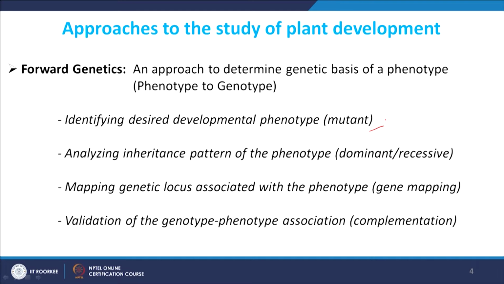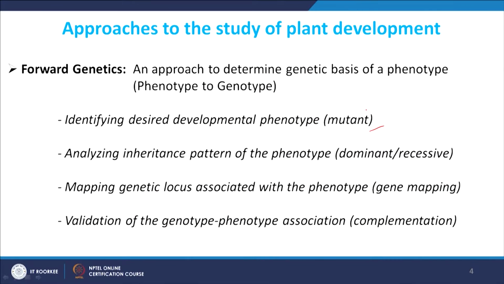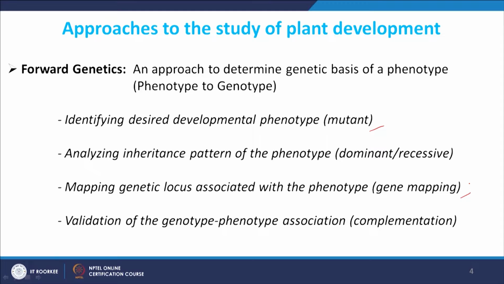The first step is identifying a desired developmental phenotype or a mutant with a phenotype. Then once we identify this mutant, obviously we are going to analyze the genetics or inheritance pattern of this mutant, whether it is dominant, recessive, semi-dominant. And once we know the inheritance pattern of the mutant, then we try to map the genetic loci. This is important, to understand what is the genetic loci which is actually responsible for this developmental defect. And then the final step in forward genetics, we validate the genotype and phenotype association.